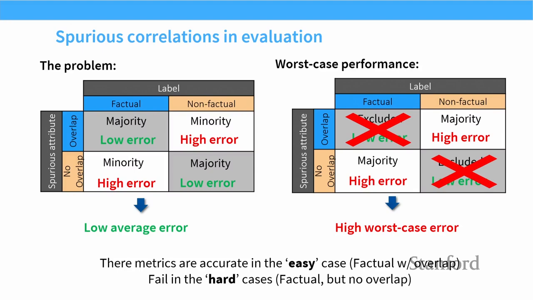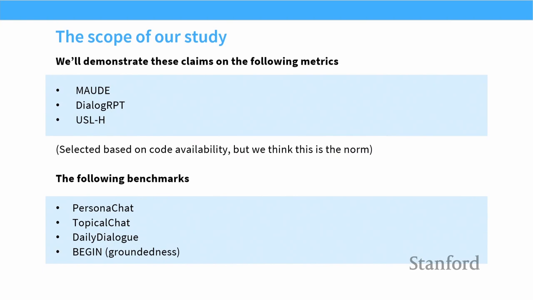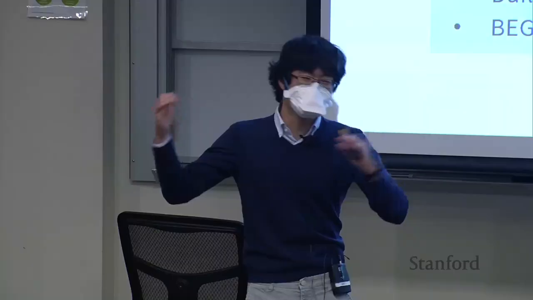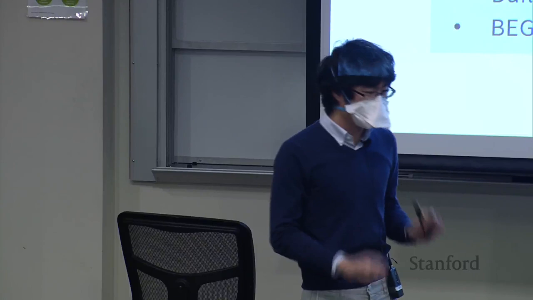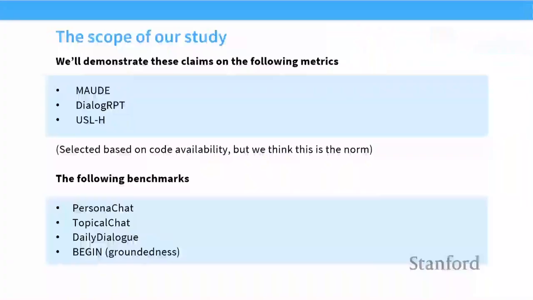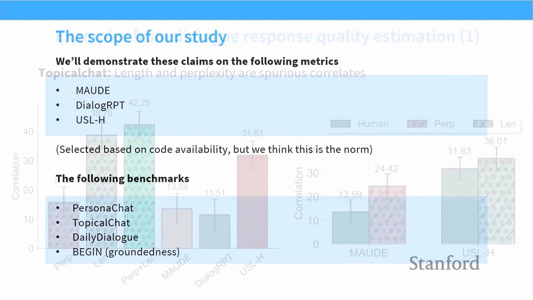Okay, so now I'll get into slightly more detail. The point of this is maybe not to convince you that this is a truly exciting area for natural language generation evaluation, but I want to show you the scope of how deep this goes. It seems like this problem is really pervasive. We looked at a couple of different metrics and a whole bunch of different benchmarks for dialogue and summarization, and we found the same phenomenon across all of them.